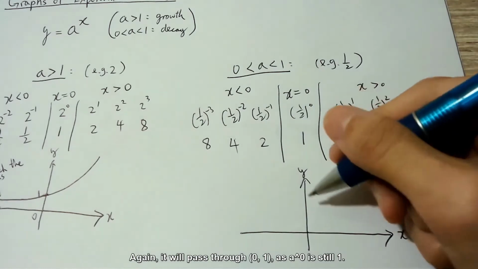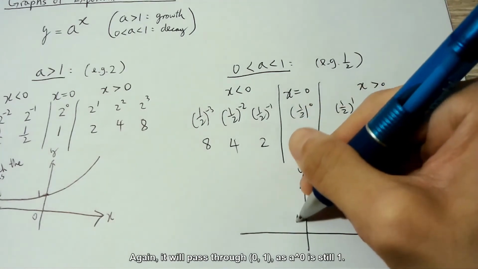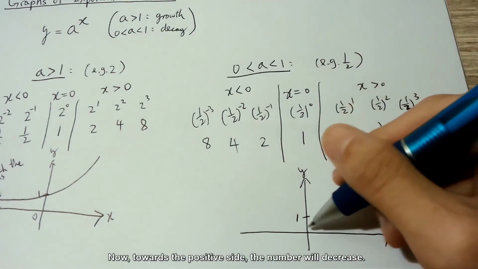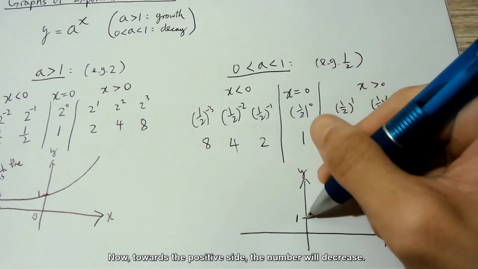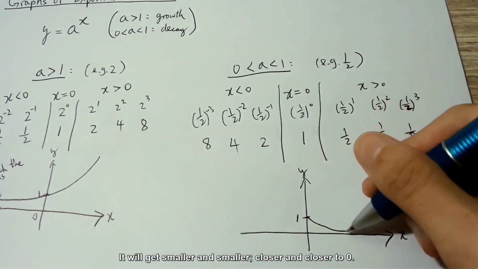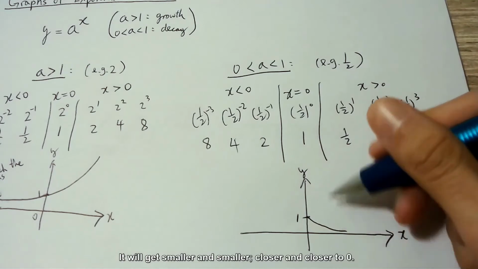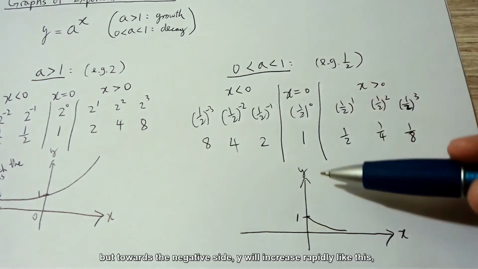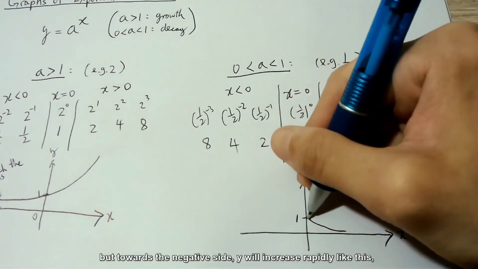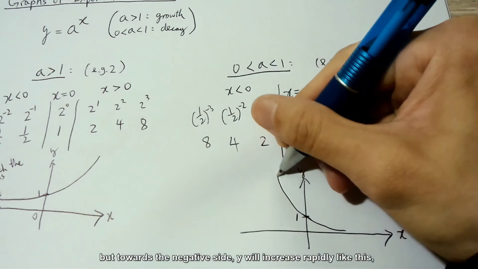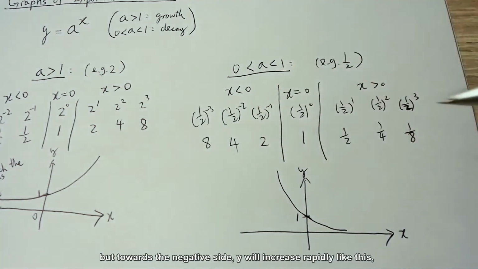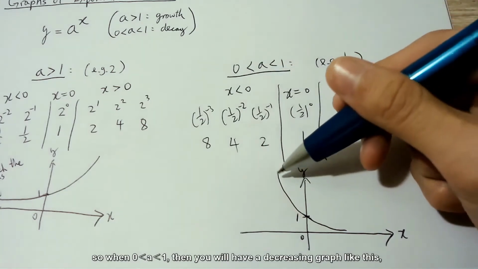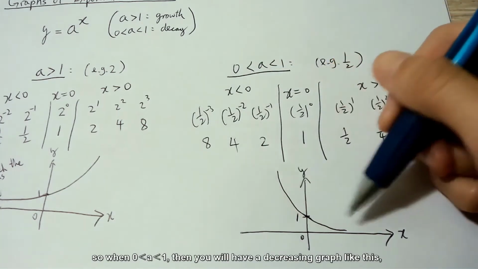Again, it will pass through (0, 1), as a to the power 0 is still 1. Now towards the positive side, the number will decrease. It will get smaller and smaller, closer and closer to 0. That means it will get closer and closer to the x-axis. But towards the negative side, the value of y will increase rapidly, like this. So when the base is smaller than 1 and bigger than 0, then you will have a decreasing graph like this.